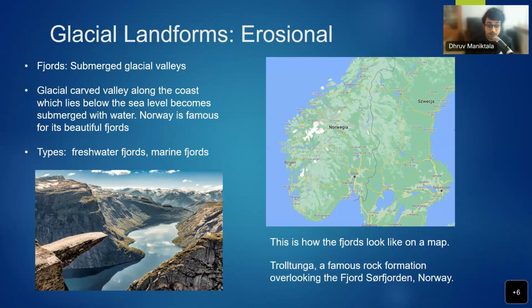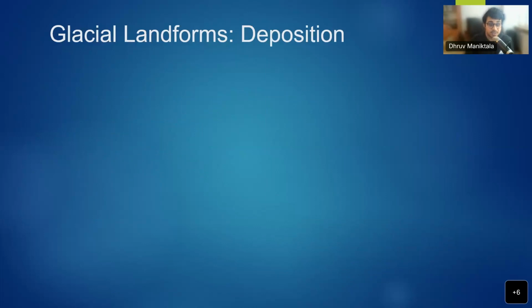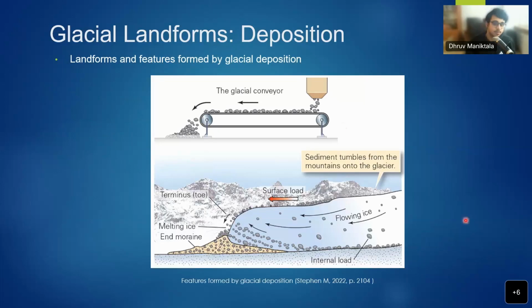Moving on, now we have some depositional glacial landforms. These are the landforms and features formed by glacier deposition. And here's a diagram of how it's happening.